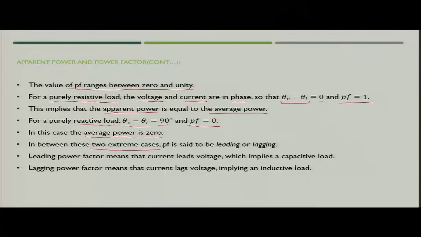So, these are the two extreme cases in which power factor is said to be either leading or lagging. Leading power factor means that current leads voltage, which implies that it is having the capacitive load, while in case of lagging power factor it means that current lags voltage and that implies an inductive load. So, this particular aspect you will keep on using in your circuit analysis, because the circuit will be composed of resistor, capacitor, inductor, all components would be there. So, when you say that current is leading with respect to voltage, it means that the circuit is capacitive, or when the current is lagging with respect to voltage, you will say the circuit is inductive. So, when you have a capacitive circuit, you will have leading power factor, when you have an inductive circuit, then you will have lagging power factor.